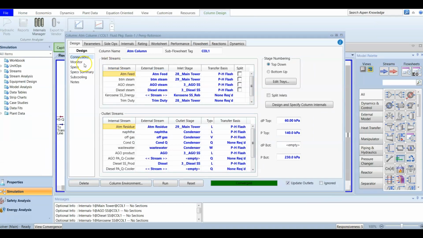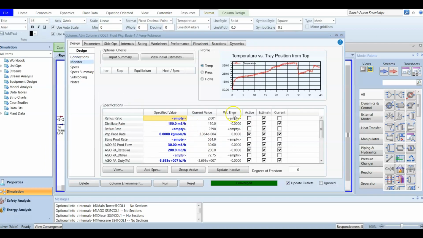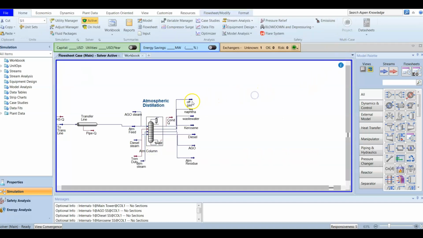Here we will have in our monitor the specs, and if we select the active, you will find this is a rate, this is a product flow. All of these are related to the flow rate. Now we want to do something different, so we are going to add a product or a petroleum assay analysis. So this is a type of analysis, you can add it from here.